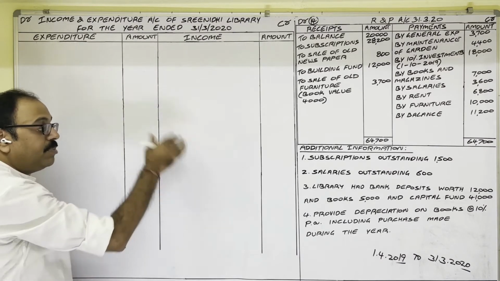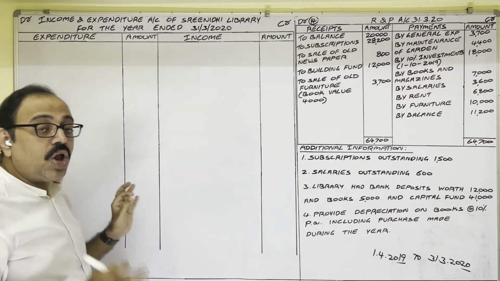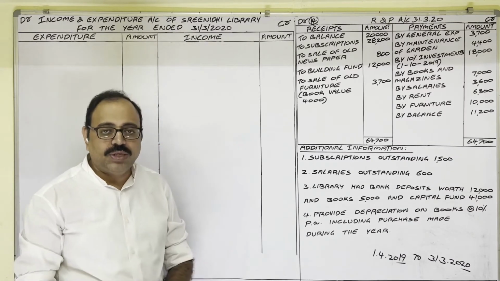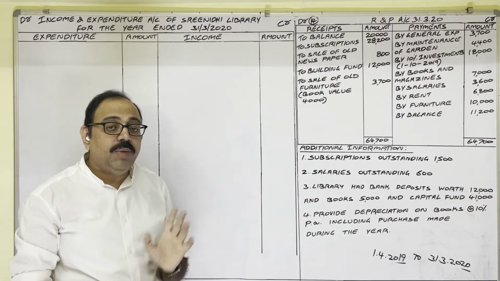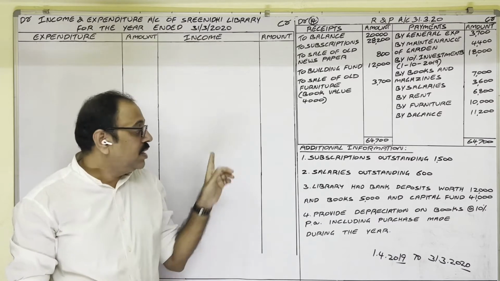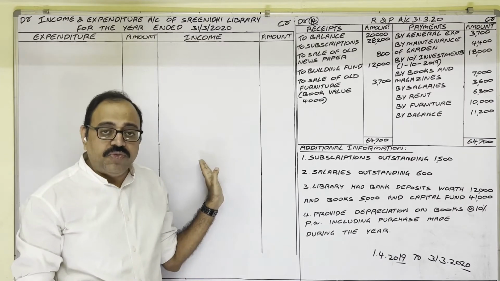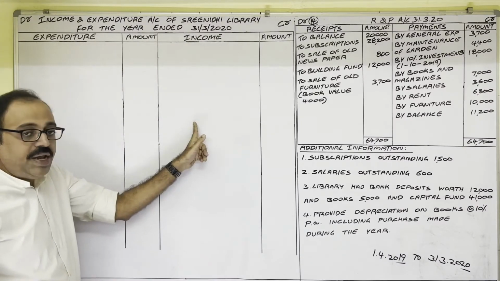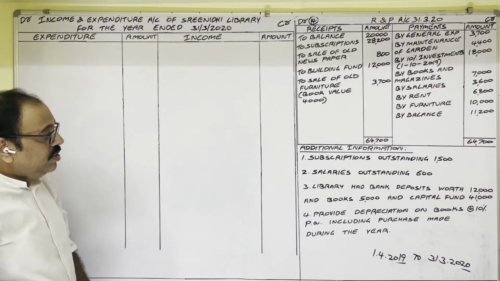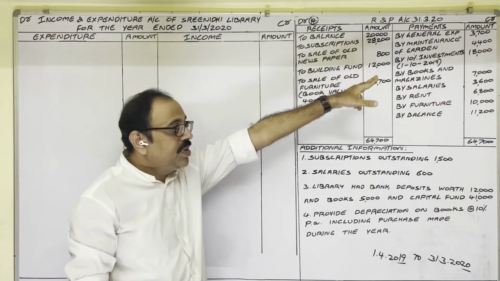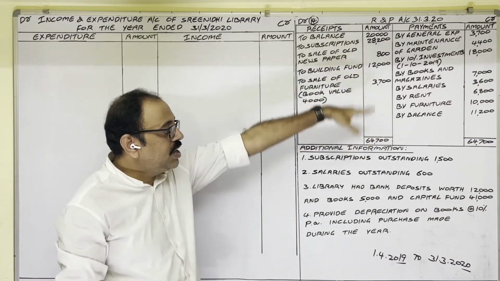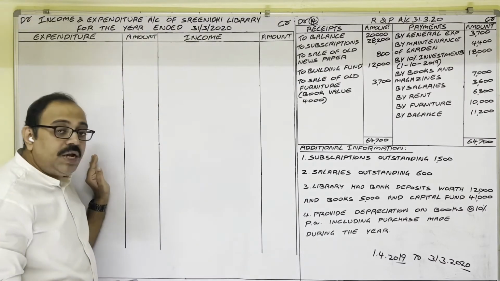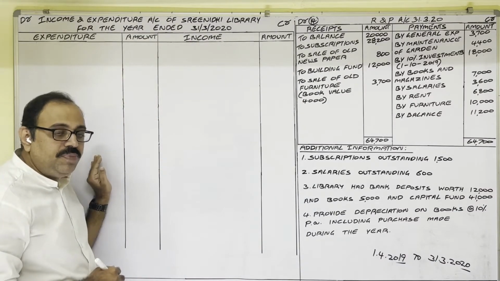While preparing the income and expenditure account, we follow the nominal account rule because the income and expenditure account is a nominal account. The nominal account rule is debit all expenses and losses, credit all incomes and gains. Therefore, expenses and losses we show on the debit side, incomes and gains on the credit side. First, the payment side. It gives capital expenses and revenue expenses both. In the income and expenditure account on the debit side, only revenue expenses we have to show now.